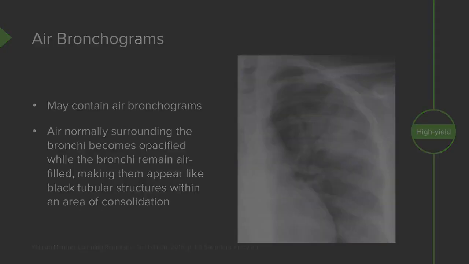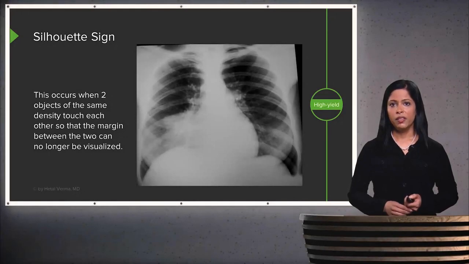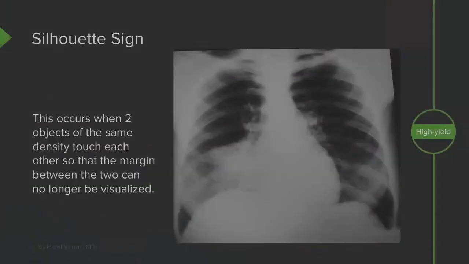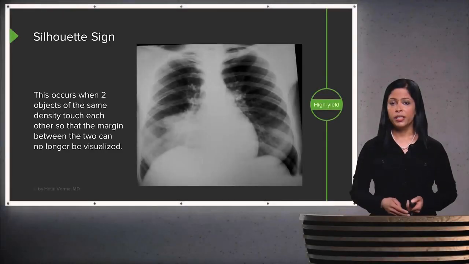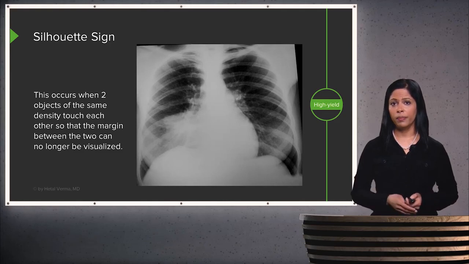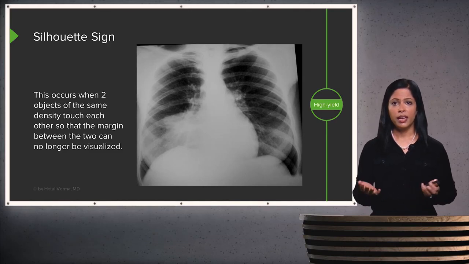features of consolidation. So now let's talk about the silhouette sign. This was briefly mentioned in one of our introductory lectures, and it's a very common radiological sign. It occurs when two objects of the same density touch each other so that the margin between the two can no longer be visualized. So if you look here, there's an area of consolidation involving the right middle lobe, and you can see that the right heart border is no longer visible. So the area of consolidation is silhouetting the right heart border. And again, this occurs because the consolidation is of equal density to the heart, and now you can no longer see the margins between the two.